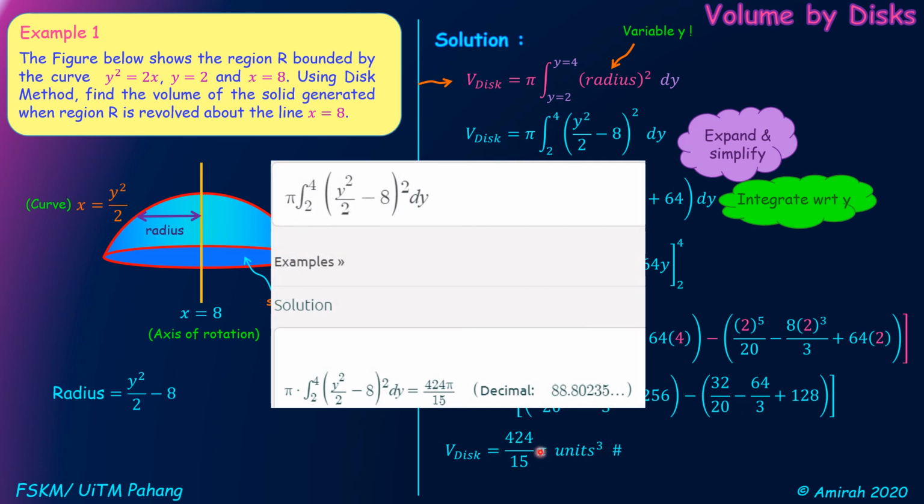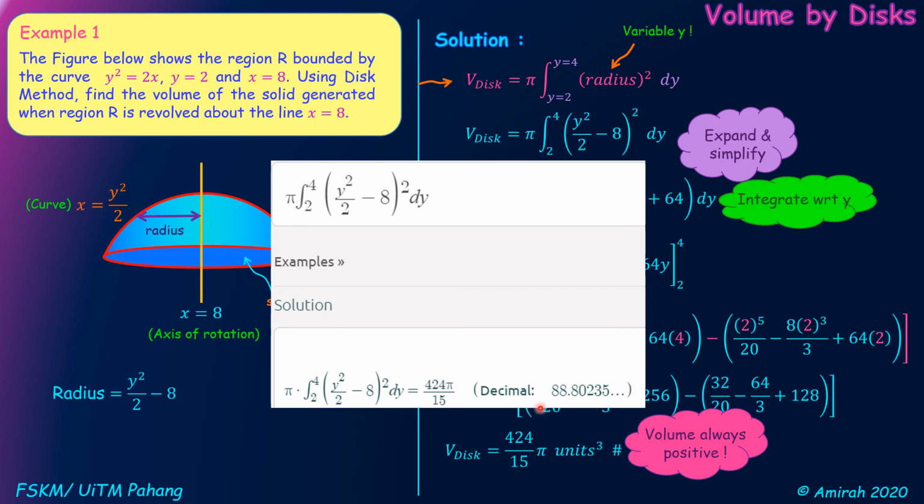Alright, we can check the answer using symbol lab. The syntax is pi and then integration sign, and then from 2 to 4, y squared over 2 minus 8 bracket squared dy. We can compare here, and then the final answer equals to 424 pi over 15, or in decimal 88.80235 something.